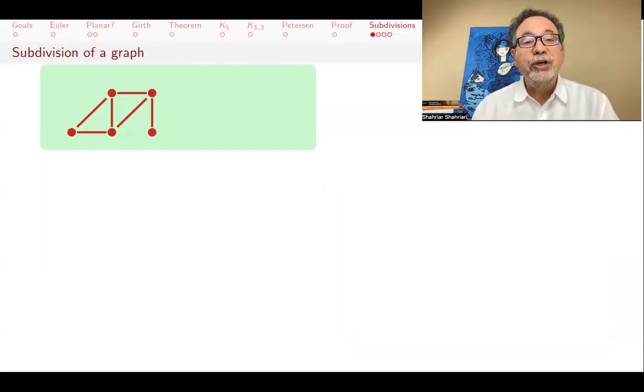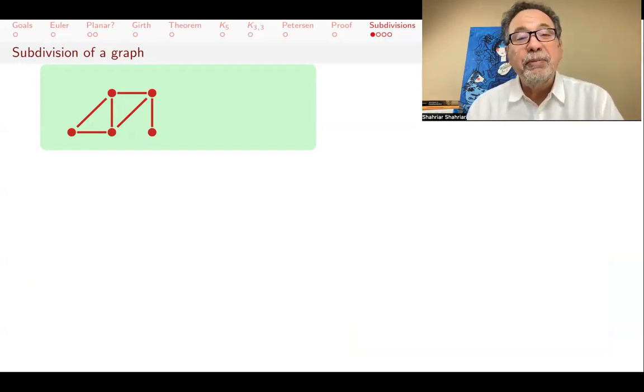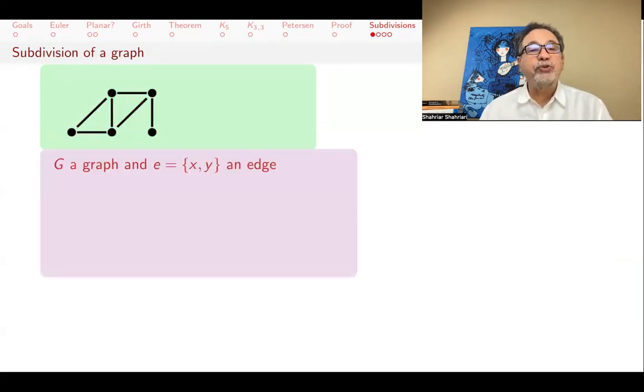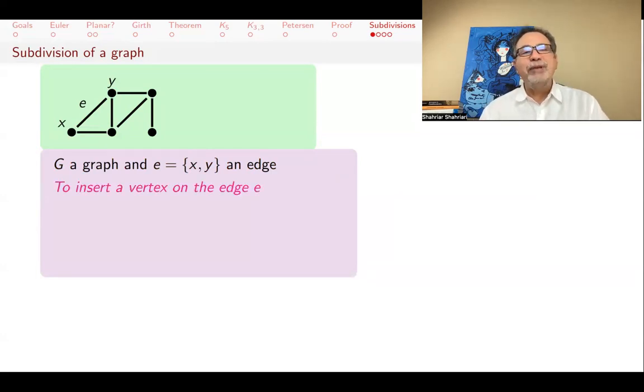I also want to tell you that there's actually a much bigger, interesting theorem that gives us not just a necessary condition, but a necessary and sufficient condition. And for that, I need to tell you what the subdivision of a graph is. So here's a simple graph, and say that you have two of its vertices, X and Y, and E is the edge XY, the edge between the two vertices X and Y. What do I mean by insert a vertex on the edge E? I mean actually what you might think. I just want to stick a vertex on the edge E and create two new edges.